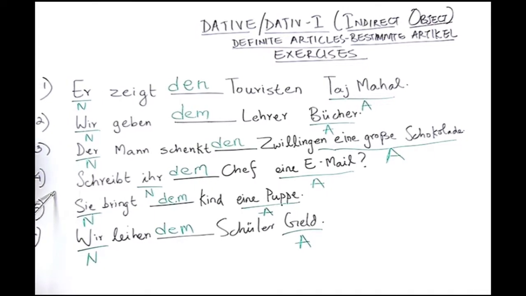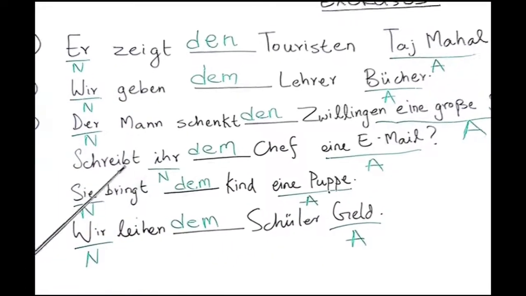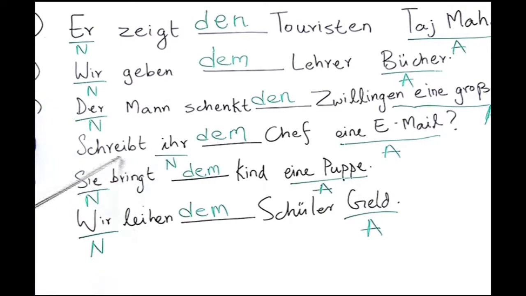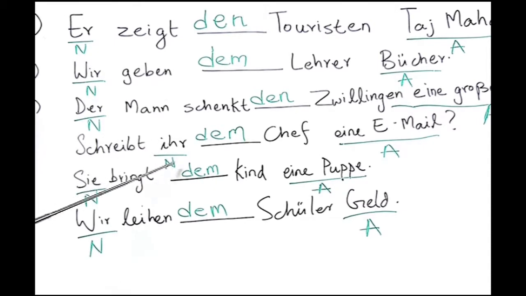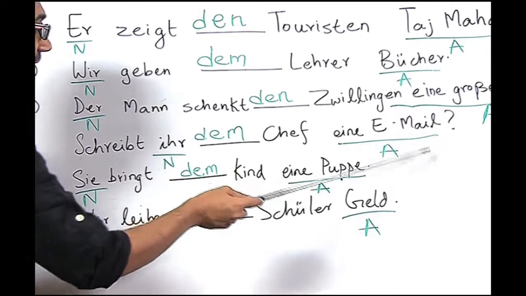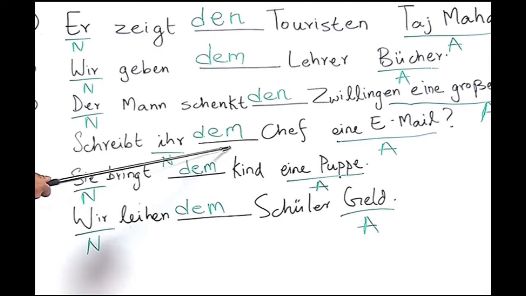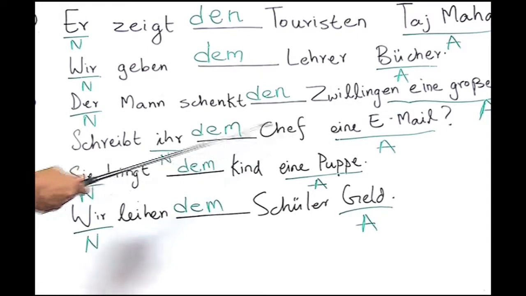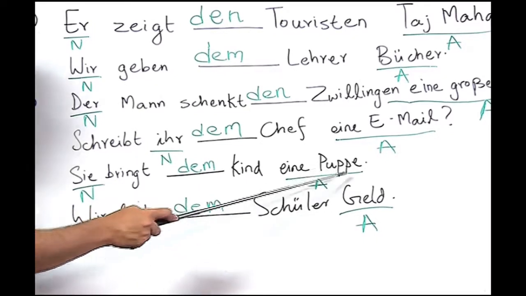Now, in sentence number 4, schreibt ihr dem Chef eine E-Mail. Here also the student correctly identified the pronoun ihr, according to which the verb has been conjugated. And now, if we look, are you writing? Now, we write something, which is here in this context an email. To whom is the email being written? That person becomes dative, or the beneficiary, and here we know the article of Chef is der Chef, which becomes dem Chef.